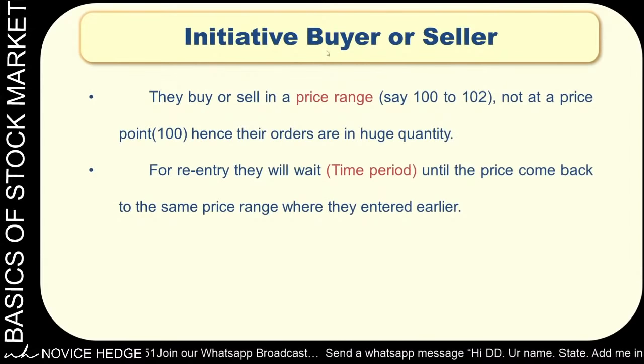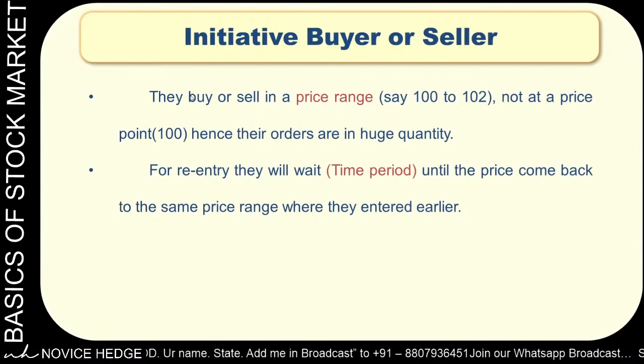Okay, so the next very important thing: these two things, the price range and the time period. This is what you need to understand. Let me just read this for you. The initiative buyers or the initiative sellers buy or sell in a price range, not at a price point like 100. Hence their orders are in huge quantity.